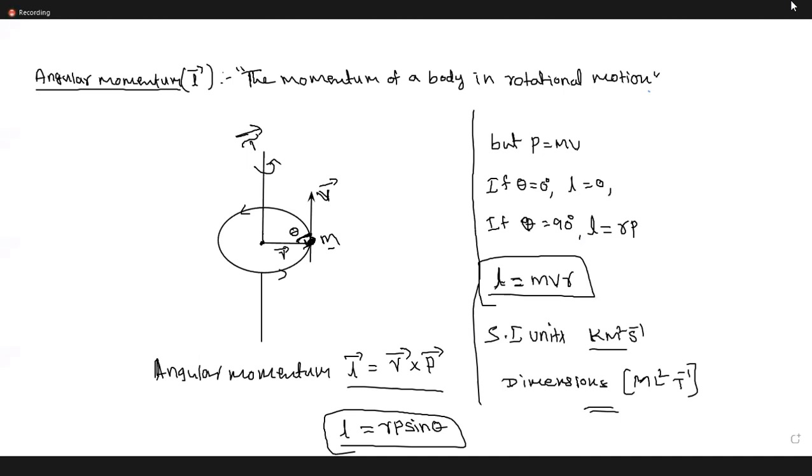Go for next one. Sir, r into p or p into r? r cross p.